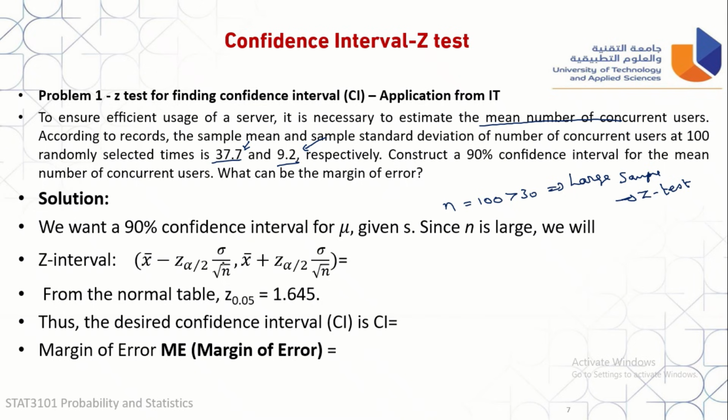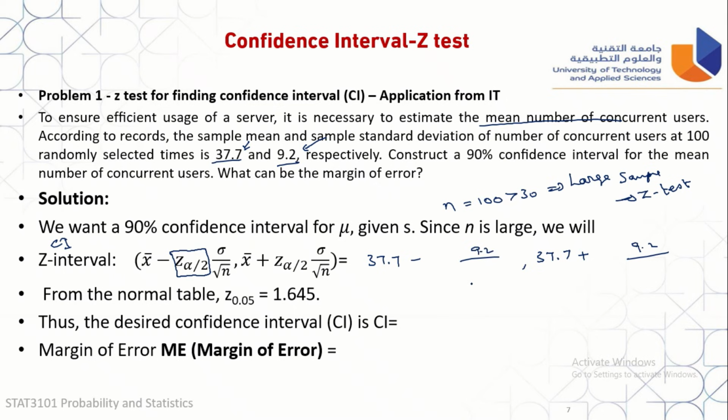And this is the formula for the CI, the confidence interval: x bar minus z alpha by 2 is a single number. You have to calculate from the table sigma, standard deviation, and n the value. So it is x bar. What is x bar? Sample mean. It is 37.7, and 37.7 minus and plus sigma by root n. What is sigma? 9.2, and here it is 9.2.